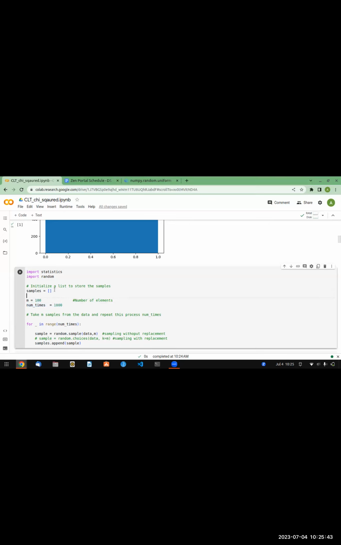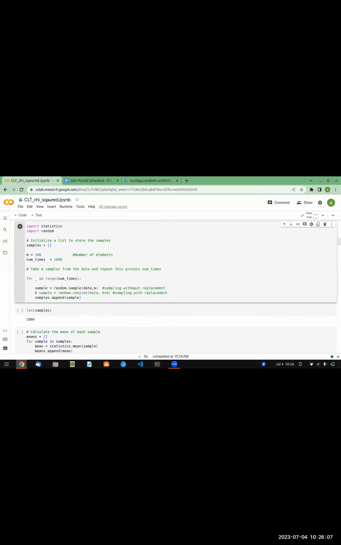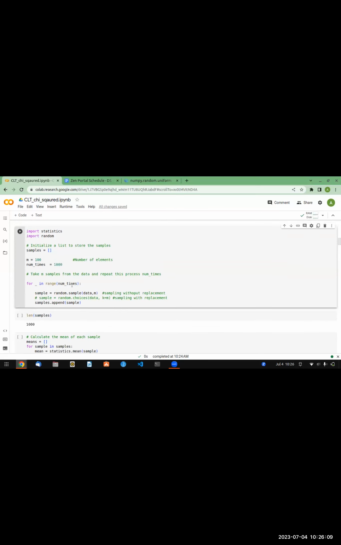So if I store my samples in this list, what will be the length of this list? 1,000, because we are storing 1,000 samples. And each sample contains how many elements? 100 elements. Okay, now let's take the samples. How to take the samples? There is a small bit of conceptual understanding you need to develop here. This is the for loop. I am taking samples 1,000 times, right? Is it making sense?